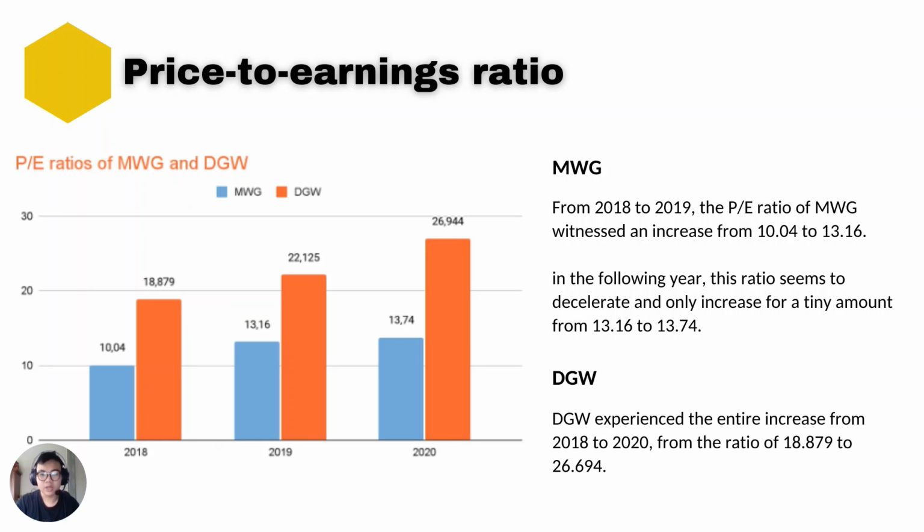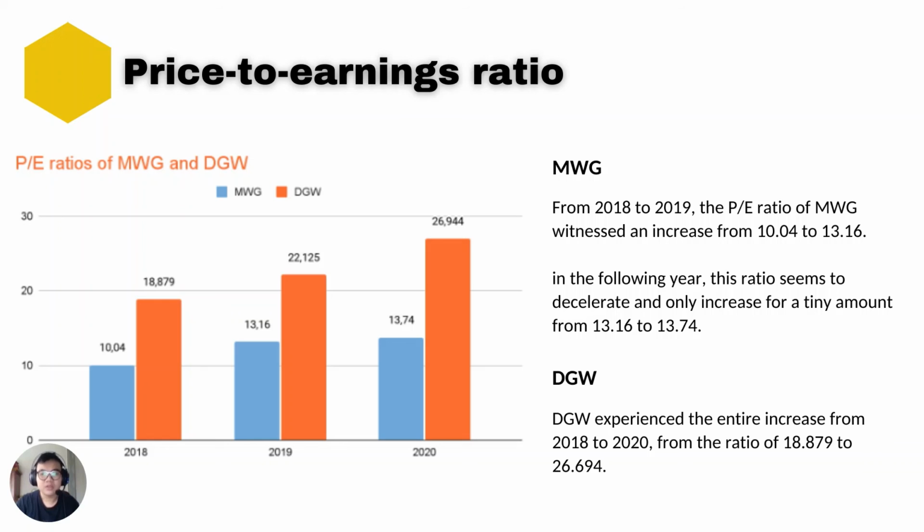However, in the following year, this ratio seems to decelerate and only increased by a tiny amount, from 13.16 to 13.74. This could be explained by the EPS of the stock. The EPS in 2019 and 2020 witnessed more or less no change. However, there was a slight increase in the stock price, which made the PE ratio higher.